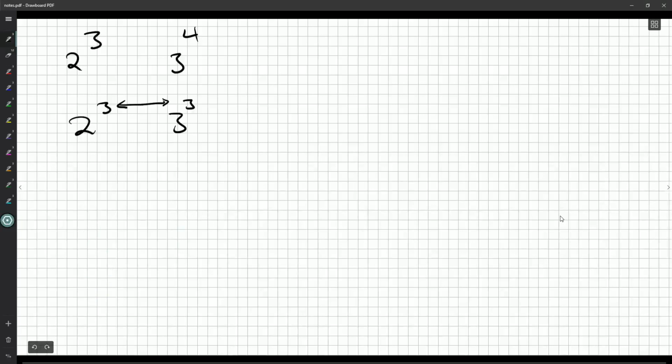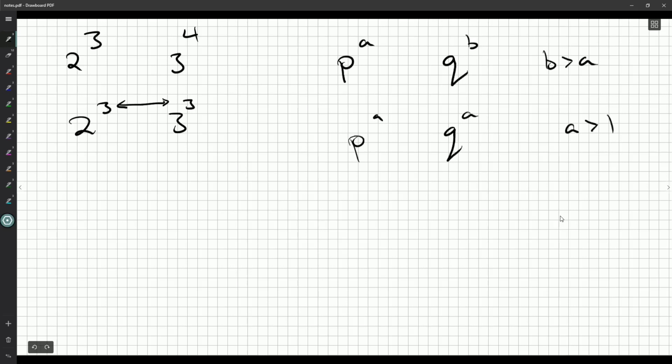So, what this really looks like is prime to the A, prime to the B. That's really what we're looking at for this game. 2 to the something, 3 to the something. And we'll say that B is greater than A. If you drop it down like this, as long as A is greater than 1, you can keep doing this quite comfortably. I think maybe we should work backwards.